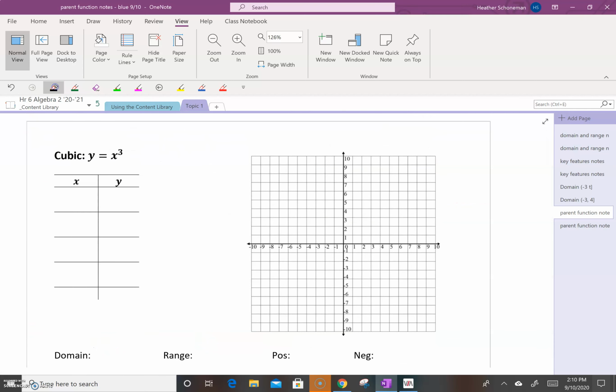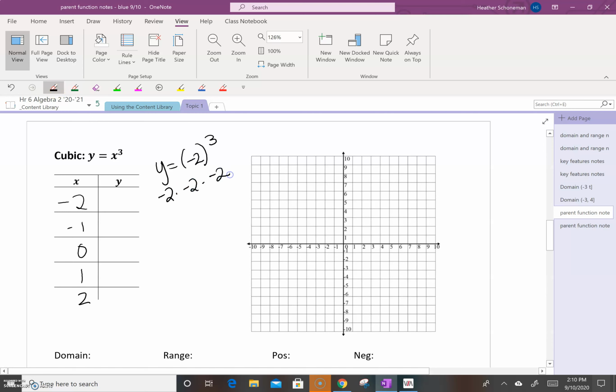Next one, cubic. Plug in the same points: -2, -1, 0, 1, and 2. When I plug in -2, I have -2 cubed, which means -2 times -2 times -2. Negative times negative is +4. +4 times -2 is -8. When I plug in and have three -1s, I'm going to get -1. This is 0. This is going to be +1 because it's just 1 times 1 times 1. And this is going to be +8.